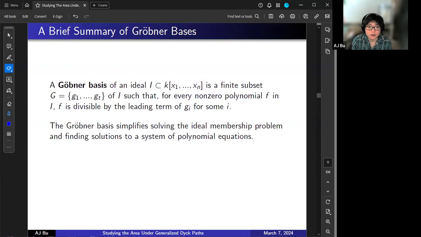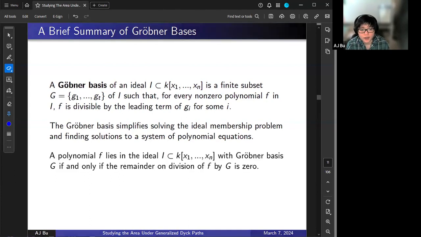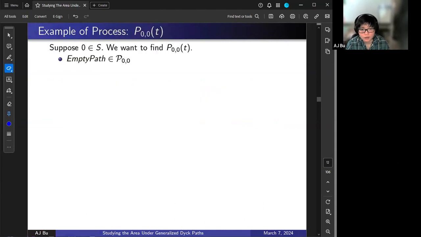So a Gröbner basis is helpful because it simplifies solving the ideal membership problem and finding solutions to a system of polynomial equations, which is why we're going to use them. Specifically, there's a fact that a polynomial f lies in the ideal with Gröbner basis g if and only if the remainder on division of f by g is 0. Okay, so that's all I'm going to say about Gröbner bases, just so that you have an idea of what they are and why we're using them.